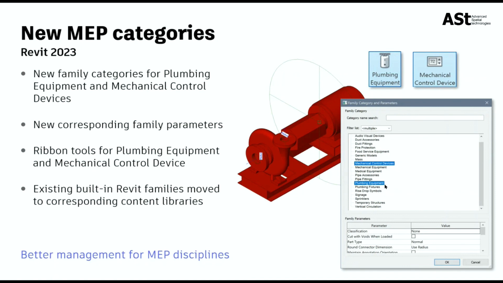2023 has new MEP categories for plumbing equipment and mechanical control devices with corresponding family parameters. So button tools have been added to the plumbing ribbon and mechanical ribbon. Existing built-in content libraries have been updated with the corresponding content.